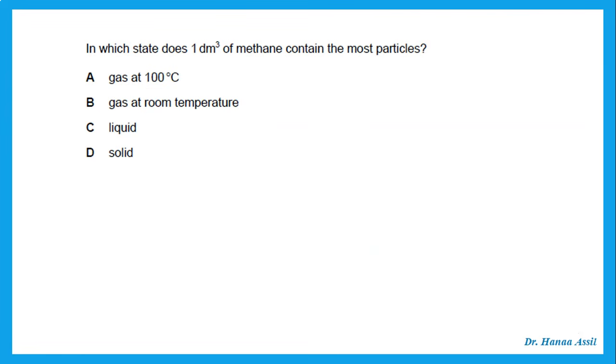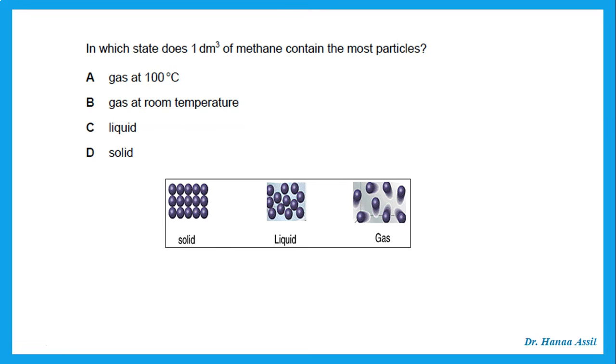In which state does 1 decimeter cubed of methane contain the most particles? So we have a certain volume. In which of these will this specific volume of 1 decimeter cubed have the most particles? Remember that if we have the most particles, that means I want the particles to be nearer to each other, so that in that volume I will have more, because as we become liquid and gas, the same volume will have less molecules.